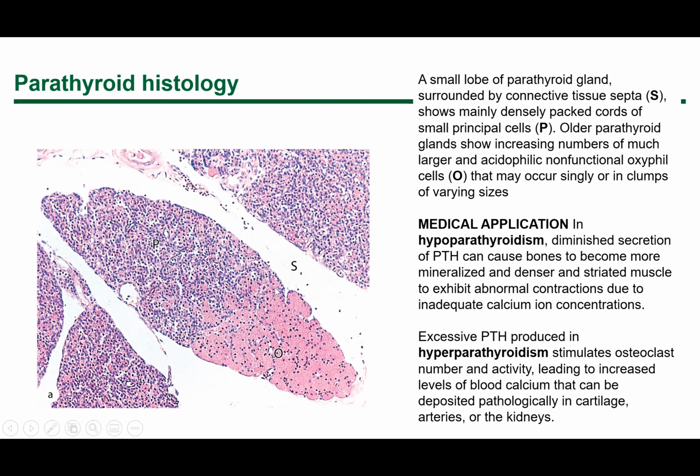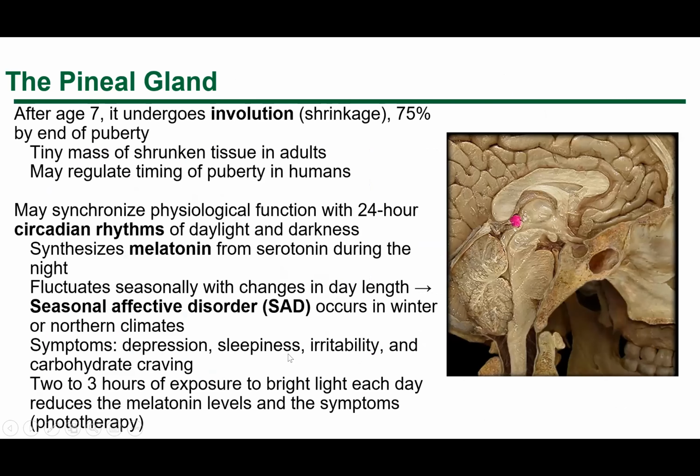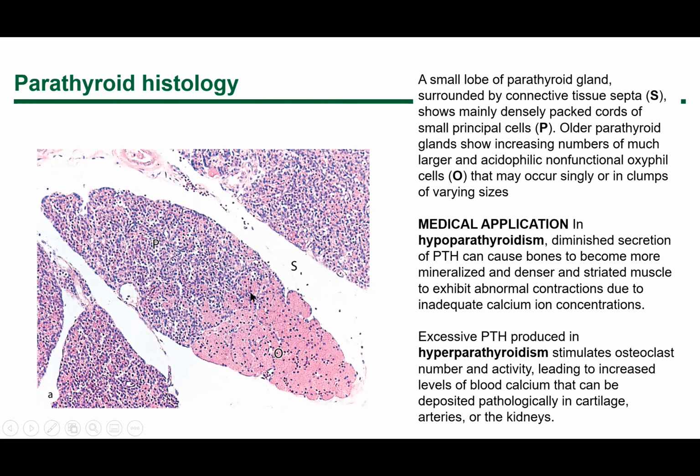And then older thyroid or parathyroid glands, so those of older individuals, have an increased number of oxyphil cells, which are these guys down here. They're larger and they're acidophilic, and they seem to have no function. They seem to be simply an atrophied principal cell that happens with age. So similar to involution of the thymus, we have changes to the parathyroid gland with age.